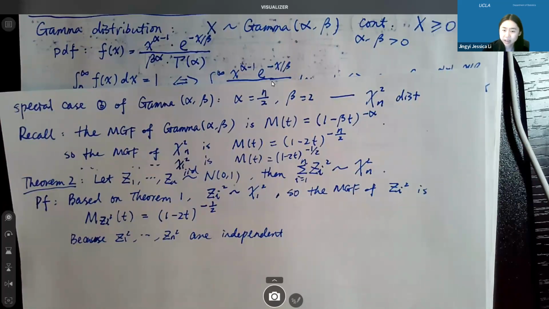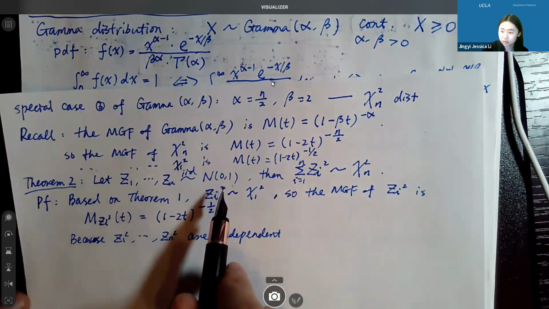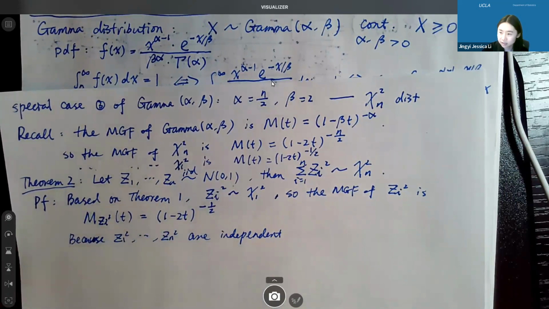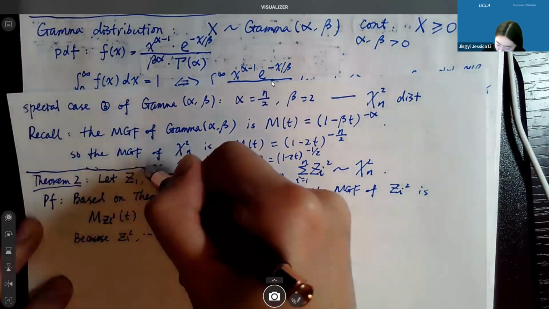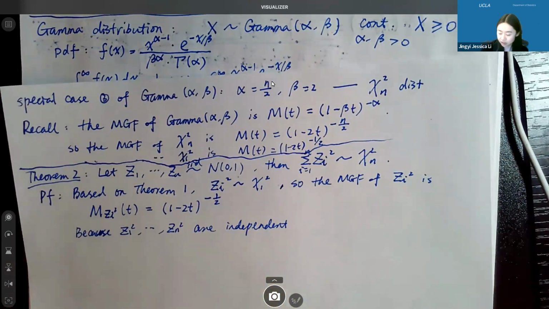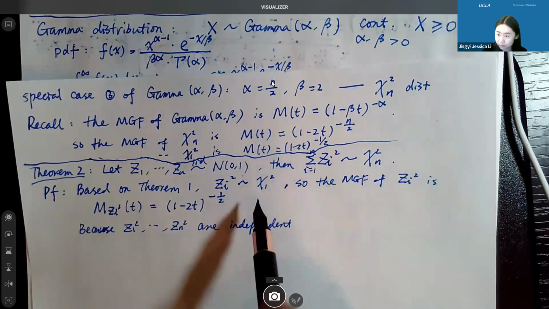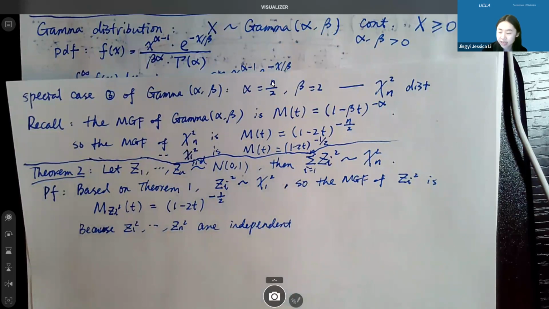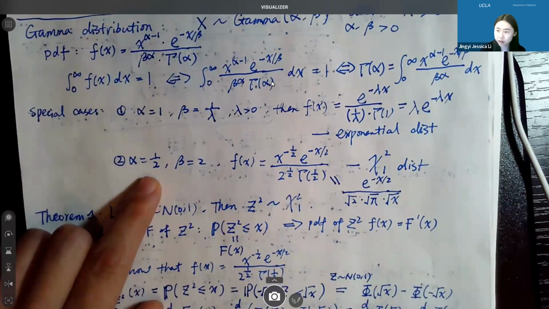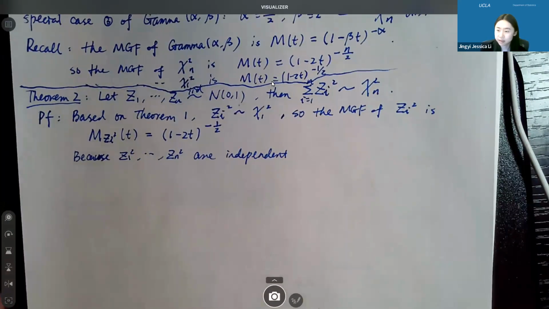Is Zi gamma? No, the Zi's are standard normal. Why are we thinking about Zi as gamma? Here we are talking about theorem 2, and this theorem 2 has its own condition. The gamma part is just some facts to review. Zi squared is gamma because we said Zi squared is chi-square 1 from theorem 1. And we also said chi-square 1 is a special case of gamma, with alpha equals 1/2, beta equals 2. Does that make sense?